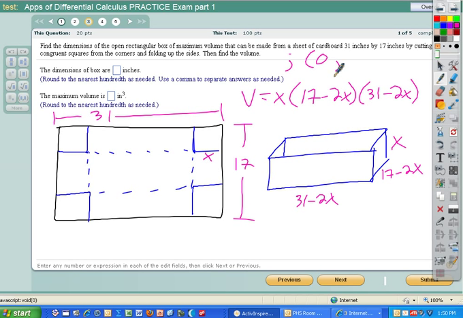8.5, because as we make these cuts bigger, I can only make them so big because the original cardboard sheet is only 17 inches across. So the most they could be is half of that 17 before the cuts run into each other. So we end up with 0 to 8.5. There's our domain. It's pretty easy.